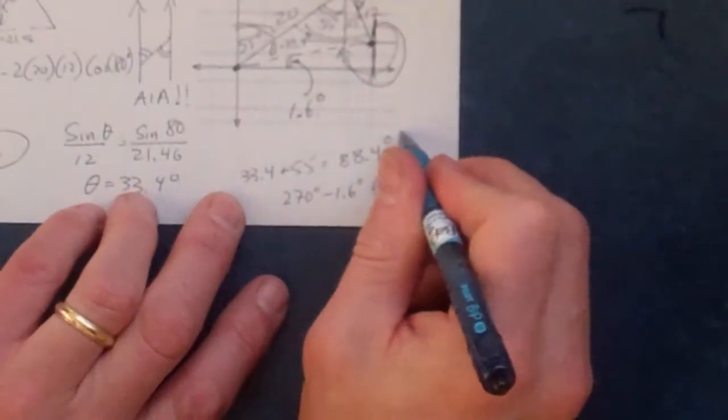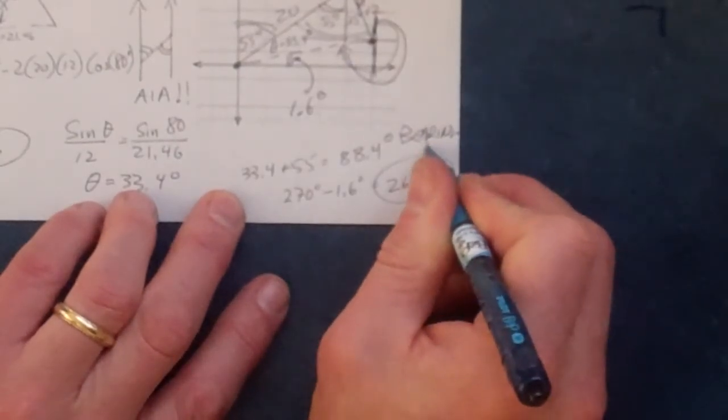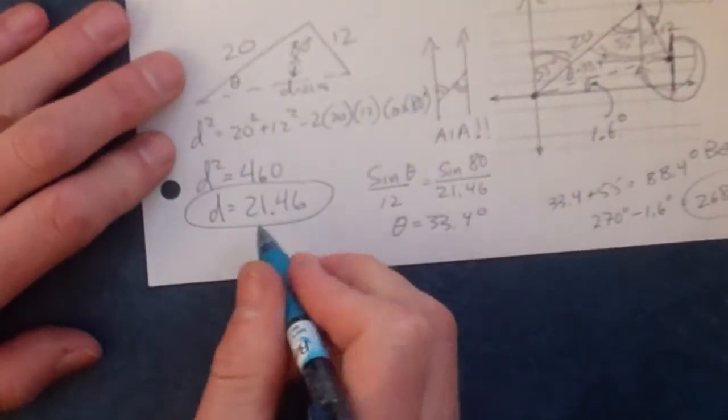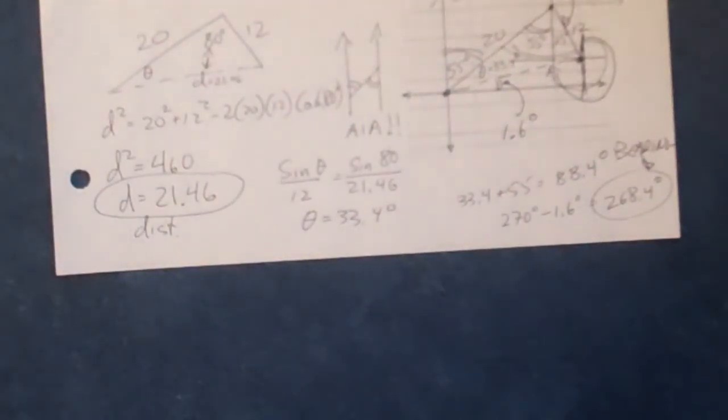All right? And if I was doing this on a test, I'd write it a little bit more carefully, but this is my distance. All right? And you could just write that in a sentence and you'd be done.